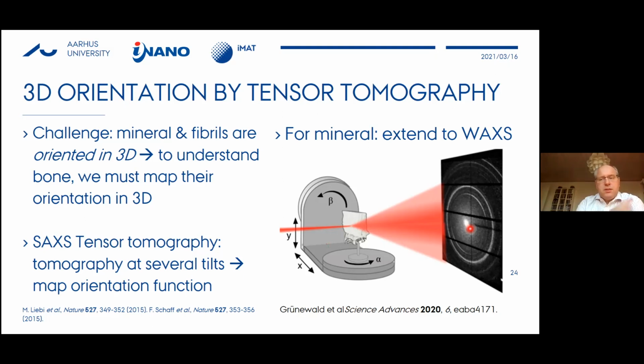So that's nice. That tells us something about the collagen fibrils. But what about the mineral itself? Well, to do this, we extended this method to also include the wide-angle X-ray scattering signal, which are these rings you can see out here. And you can see that this one in particular, the sharpest of them, which is the 002 reflection of the apatite lattice, is also oriented.